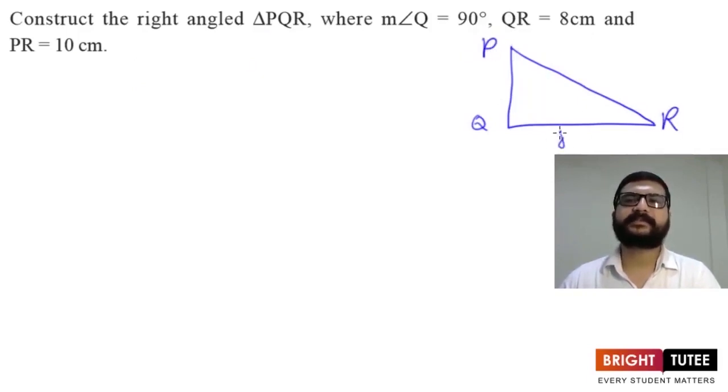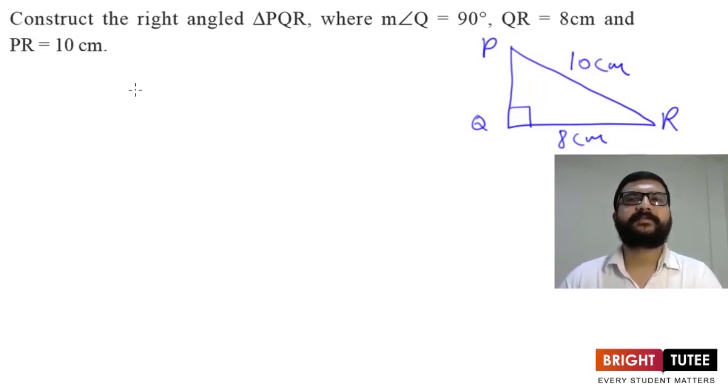And QR is given as 8 centimeters. This angle is 90 degrees and PR is given as 10 centimeters. So now we have to construct the actual triangle. This is just a rough sketch of the triangle. This will help us in constructing the triangle.